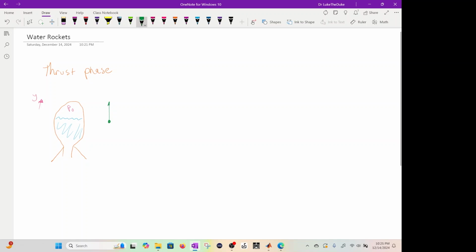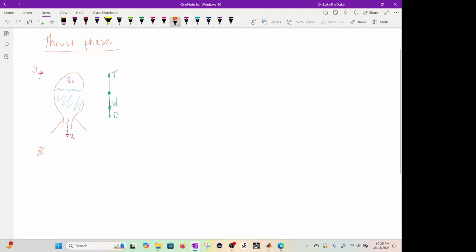Well, you're going to have thrust, you're going to have weight, you're going to have drag, and the water shoots out at exit velocity, we can call it UE, or just U, because that's how I have it. So basically you pump air in here to a pressure, say 65 PSI, and then you launch it. What's going to happen is the air inside is going to expand, the water's going to shoot out, and the pressure inside is going to drop, and therefore you get thrust.